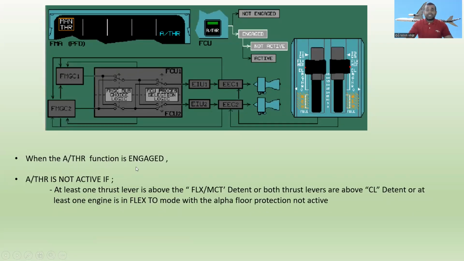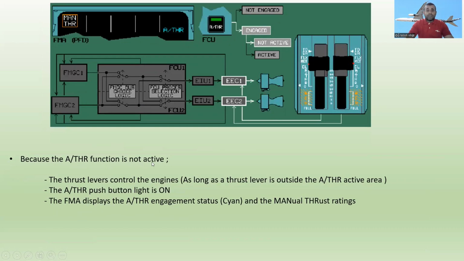And when the autothrust function is engaged and the autothrust is not active, if at least one thrust lever is above the FLX MCT detent, or both thrust levers are above the CL detent, or at least one engine is in flex 2 mode with the alpha floor protection not active. Just remember it. Because the autothrust function is not active, the thrust levers control the engine.